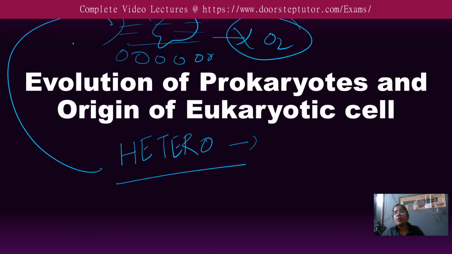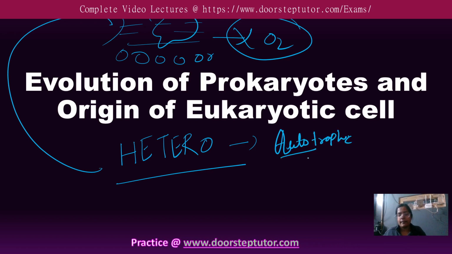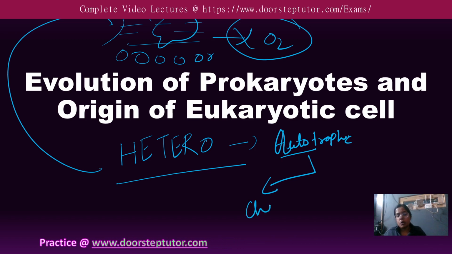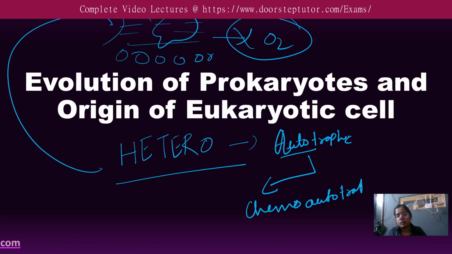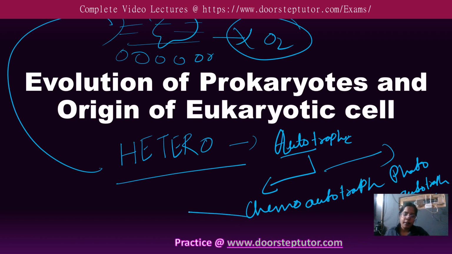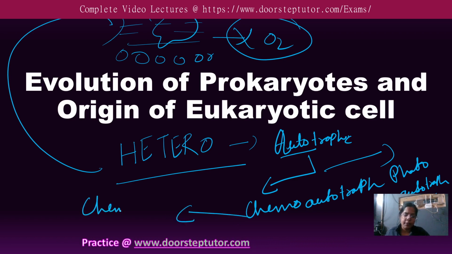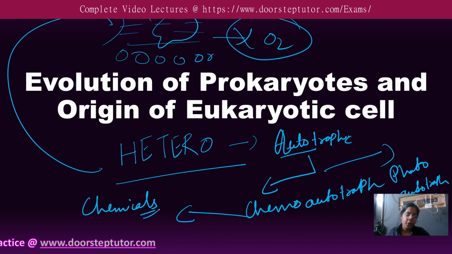And if we talk about hetero to auto, auto means self, autotrophic. Trophic means nutrition, auto means self. And they were of two types, chemoautotroph, okay? And the second one is photoautotroph. So in this way, it was of two types, chemo and photo. Now chemoautotroph is a term itself indicating they consist of chemicals. There were different chemicals there, right?